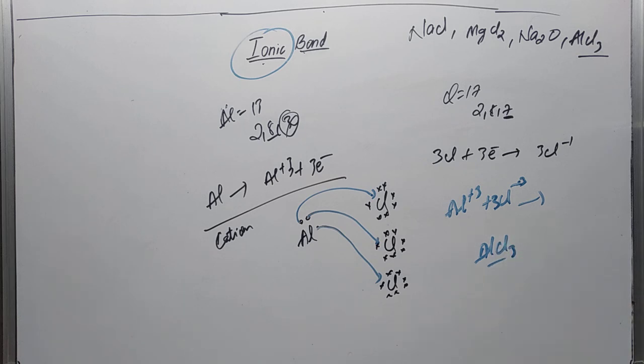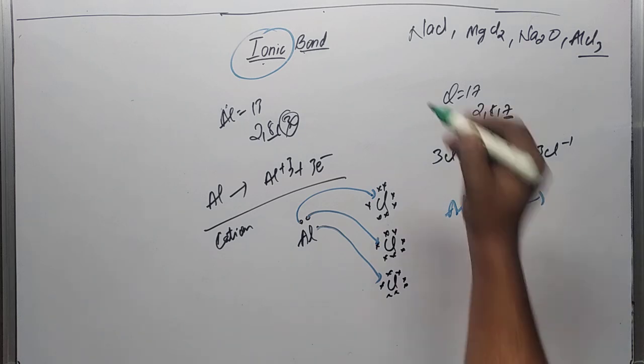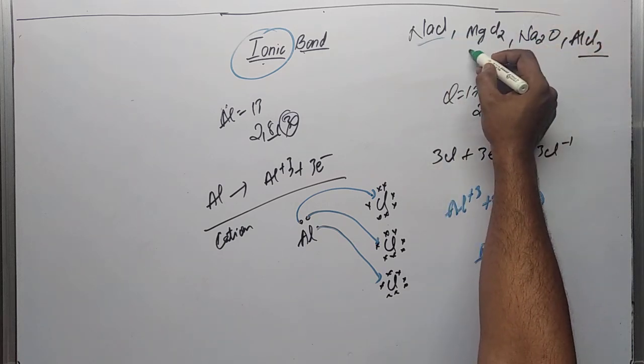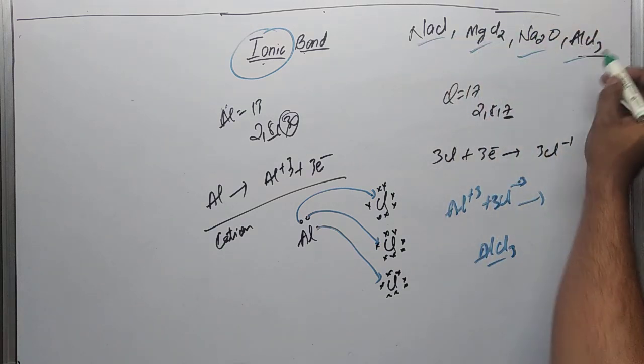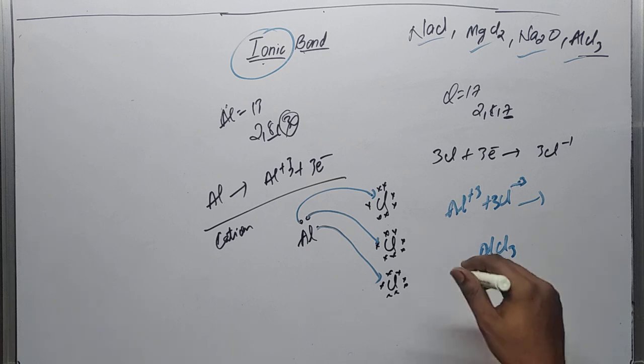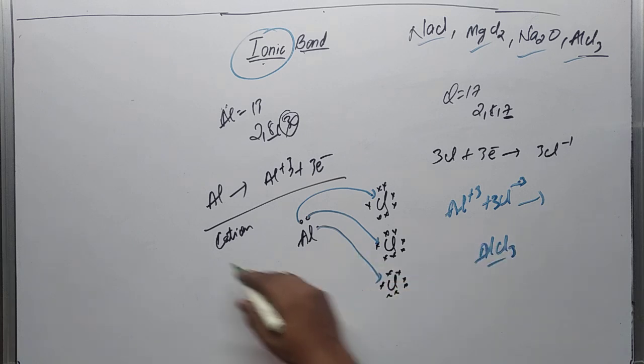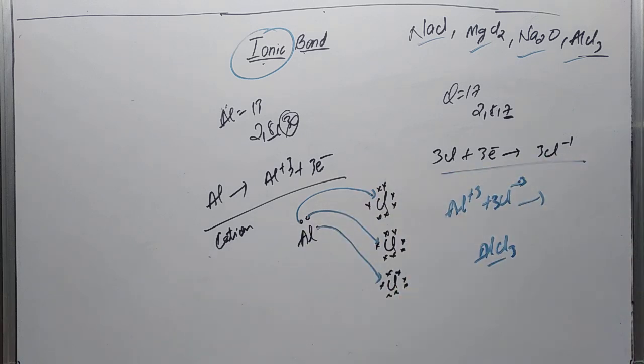So in the exam they will be asking a 4 marks question: just explain the formation of NaCl or MgCl2 or Na2O or AlCl3 with the help of the Lewis dot structure or the cation anion method. Okay, so remember these examples are very important for the 4 marks.